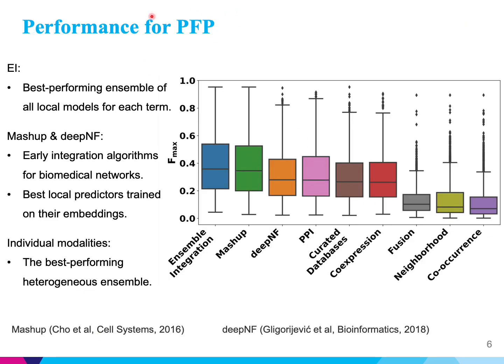In the PFP experiments, we compare EI to other prediction approaches such as Mashup and DeepMF as early integration approaches for biomedical networks, where the results shown here were based on the best predictor trained on their embeddings, and the others were models built on the individual STRING modalities. We find that EI performs better than Mashup and other methods, potentially because EI is fully optimized for prediction, whereas the early integration approach first focuses on building the embedding.